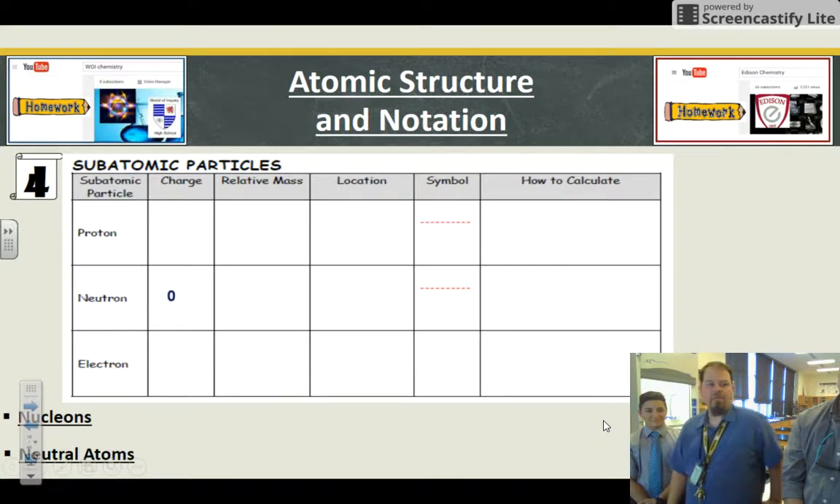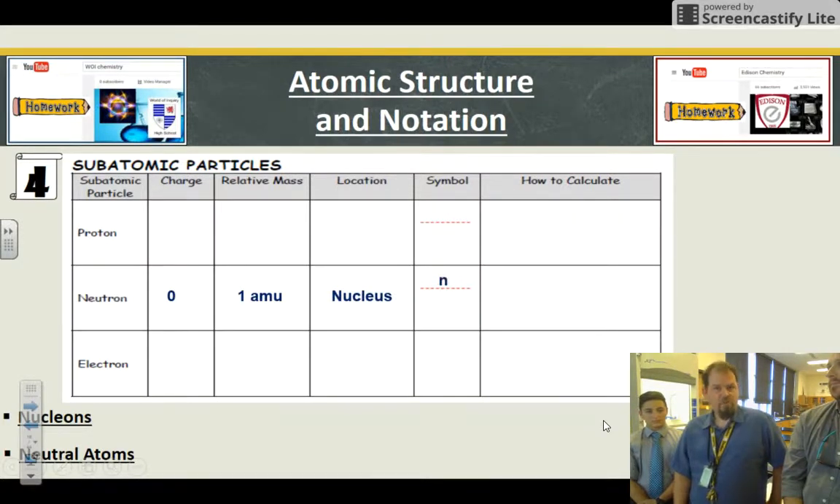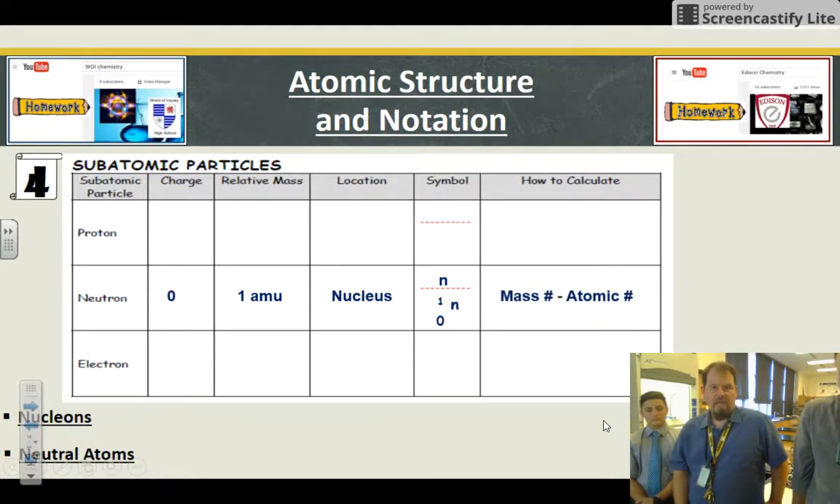Then we have the neutrons, 0 charge, but they do have mass of 1 AMU. That's an atomic mass unit. And they reside, of course, in the nucleus. We can use an N instead of a P. And we would put a 1 for the overall mass, but no nuclear charge, so it's a 0. Either of those 2 symbols is good. And the calculation is now we have to do a little bit of math. So the mass number up top minus the atomic number, which is the protons underneath. Mass is protons plus neutrons, right? We learned earlier. So we subtract out the protons, and we've got our number of neutrons.